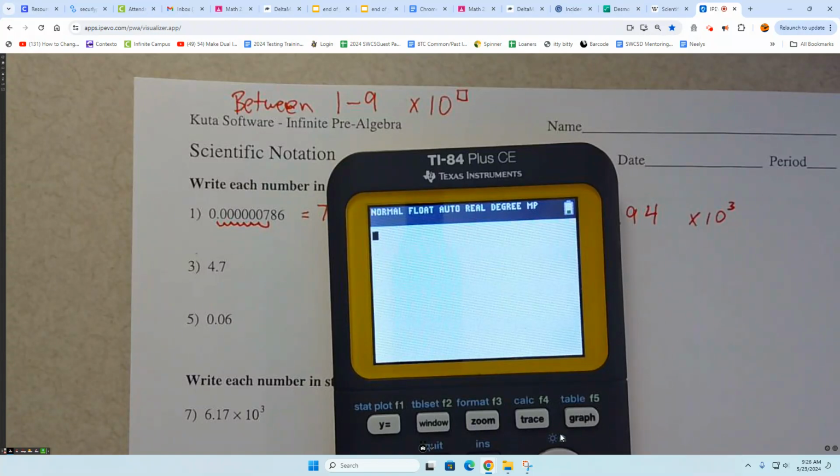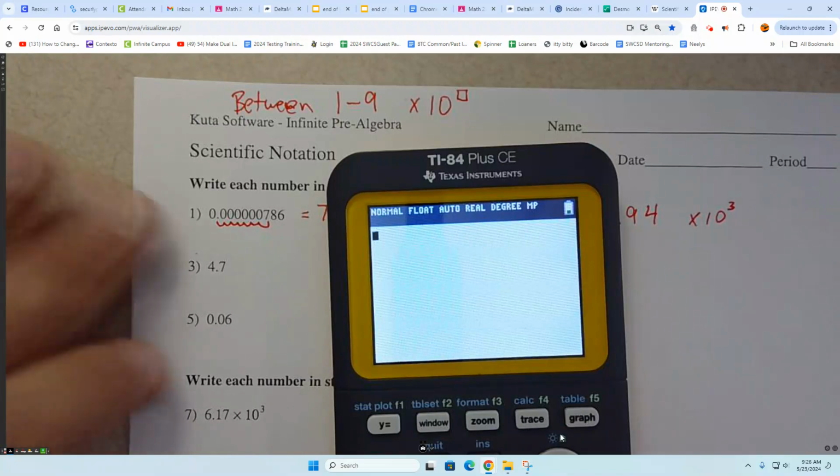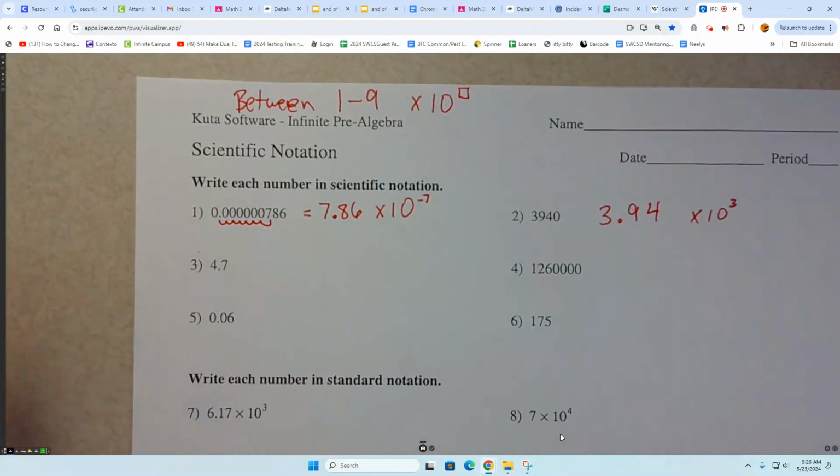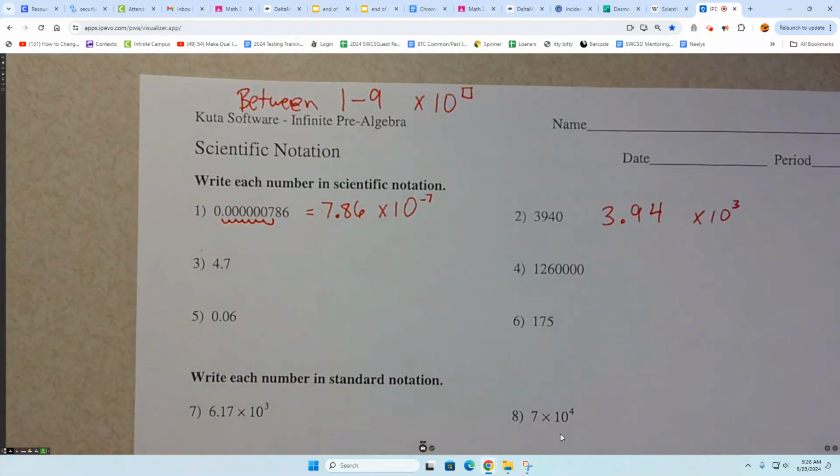3 times 10 to the first. Every answer will be written in scientific notation, right? So then they'll have to translate. Okay. Let's do one more. Which of these 4 do you want to do? Someone on this side of the room.